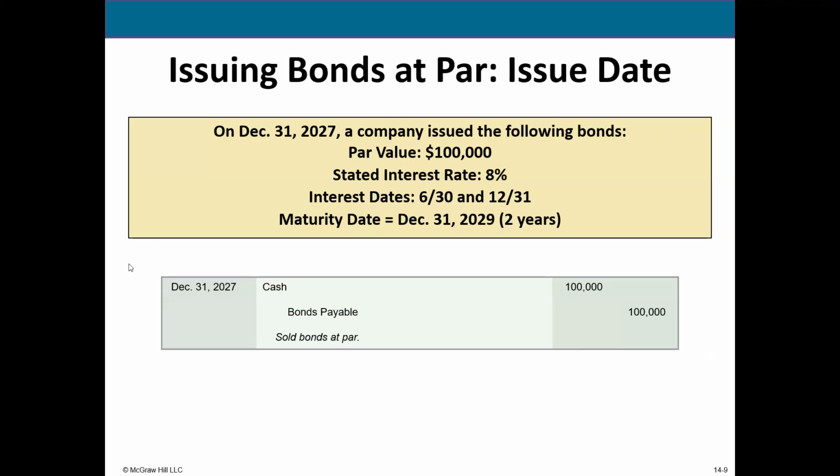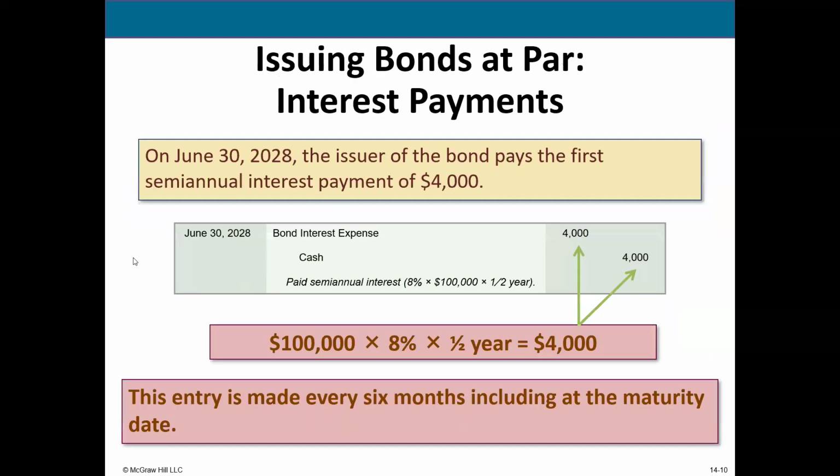Now, we're going to make 4 interest payments over the course of the 2 years because we pay them semi-annually. And so I'm going to show you how we record the interest. So here we have the first interest payment, June 30, 2028. The interest rate is 8%. The par value is 100,000, and the length of time is half a year because we pay semi-annually. So every half a year is every 6 months, basically, semi-annual.